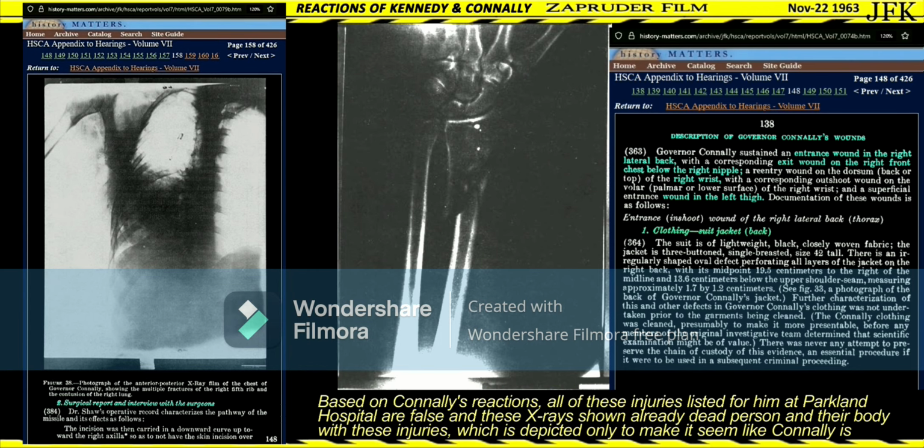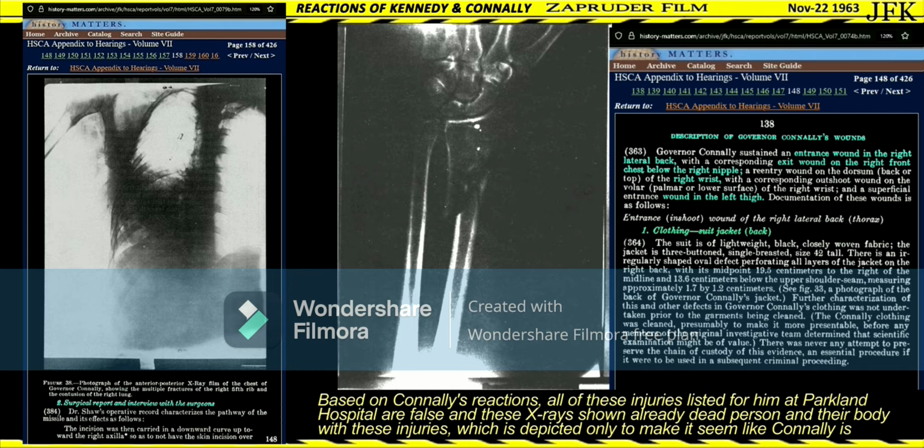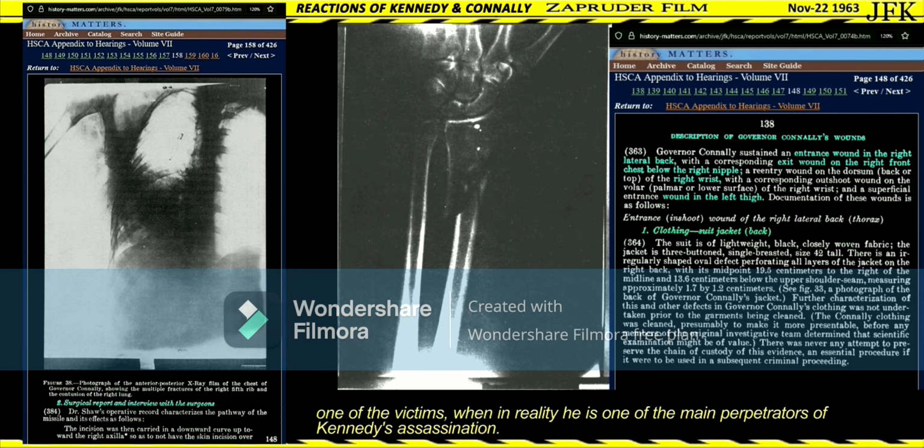Based on Connolly's reactions, all of these injuries listed for him at Parkland Hospital are false, and these X-rays show some already dead person and their body with these injuries, which is depicted only to make it seem like Connolly is one of the victims, when in reality he is one of the main perpetrators of Kennedy's assassination.